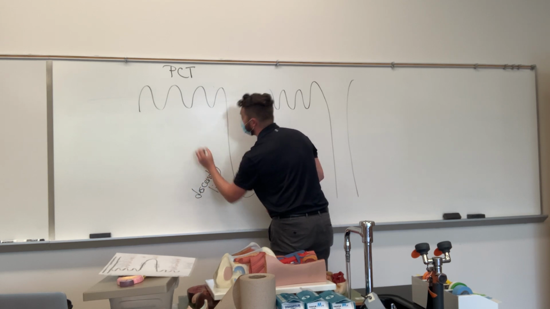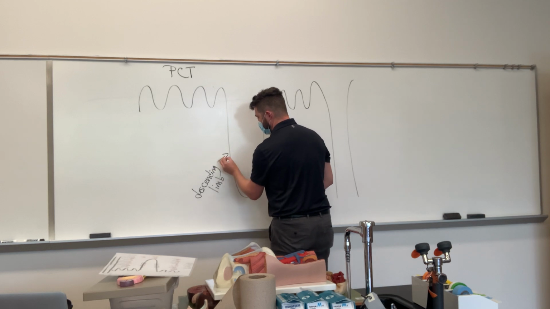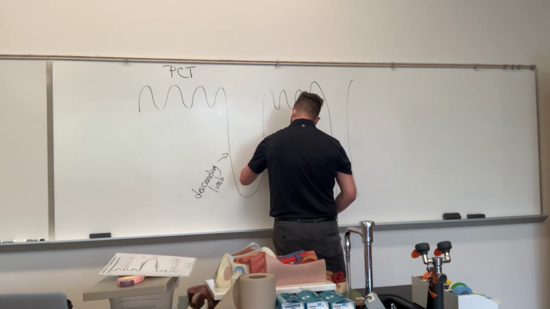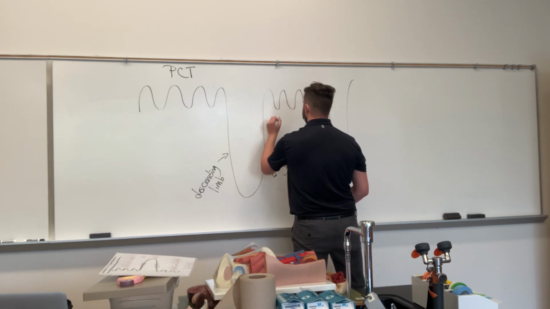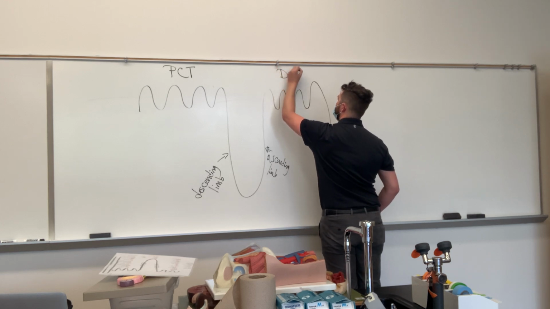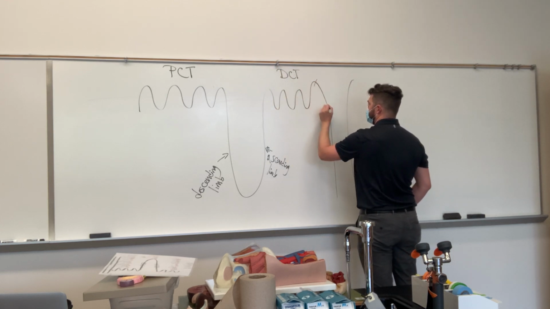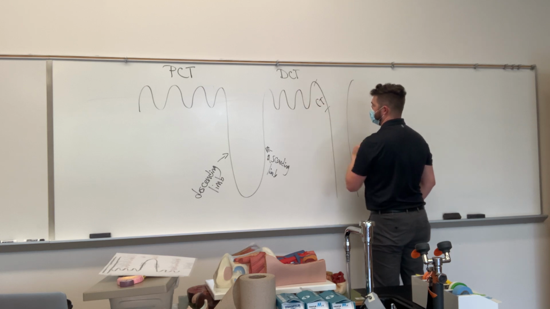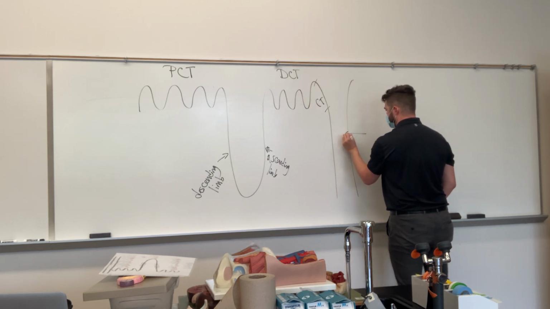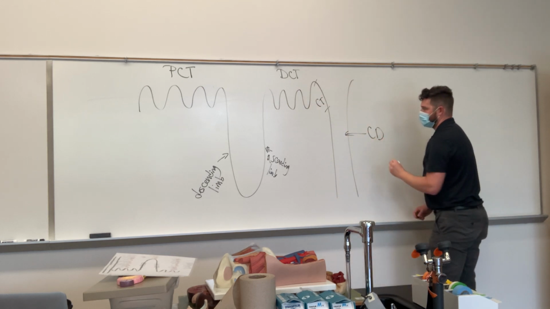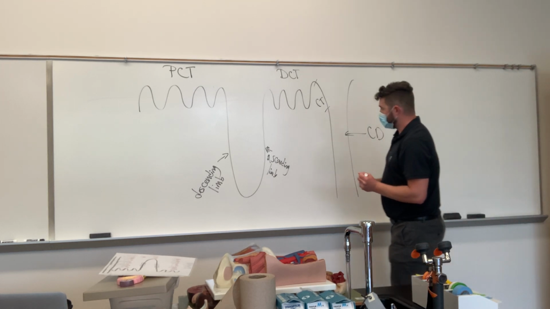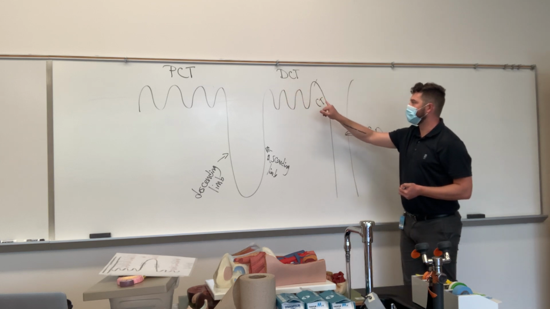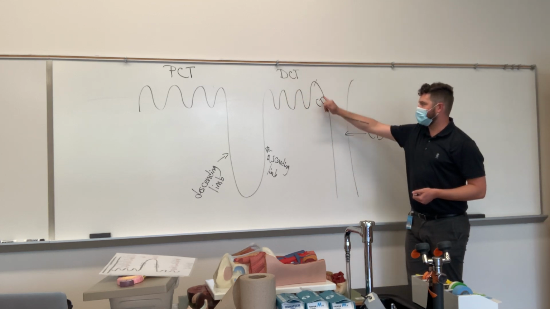So you have your proximal convoluted tubule, the descending limb, the ascending limb, the distal convoluted tubule. This section right here is the collecting tubule, and then this whole thing is the collecting duct. So that last little bit from the distal convoluted tubule to where it joins into the collecting duct, that's the collecting tubule.